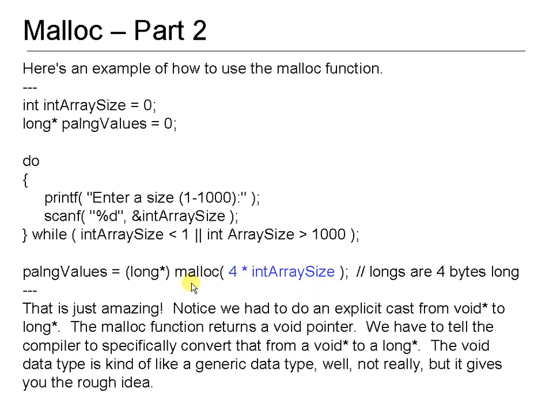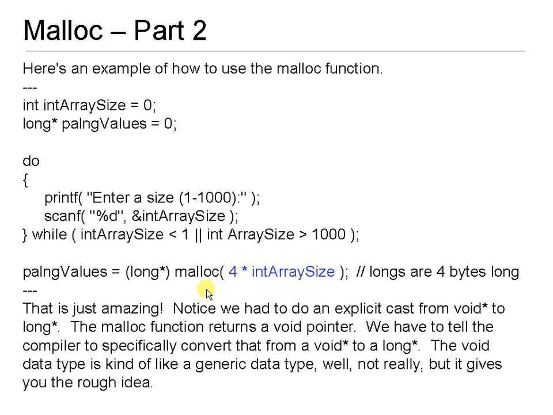Now that's going to return a void pointer. So our next task is that we have to convert from a void pointer to a long pointer. And we do that using an explicit cast. Now if you recall, an explicit cast is where we put the data type in parentheses. Now we put long and then an asterisk to indicate that it is a long pointer. Then once we have done that, we can assign it to our pointer variable. So we have a pointer to an array of longs. Now that is just amazing.